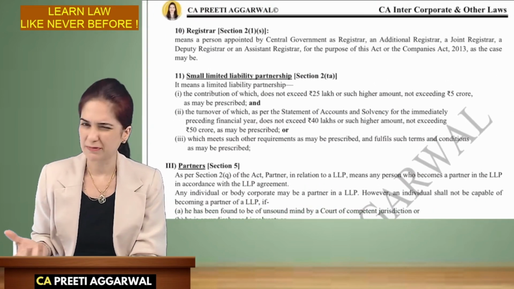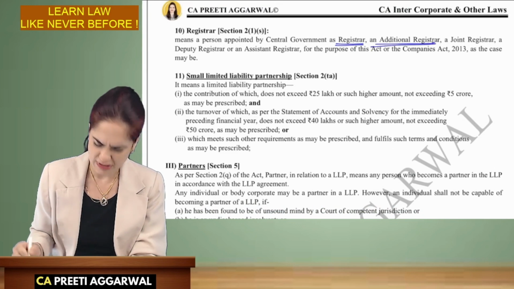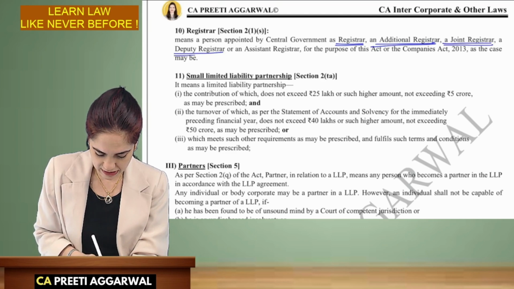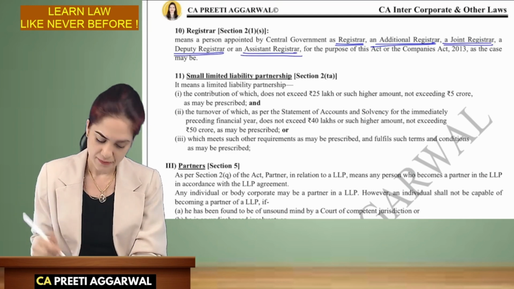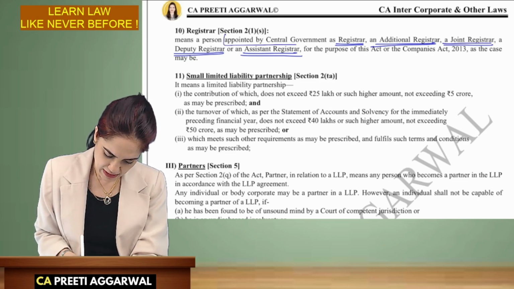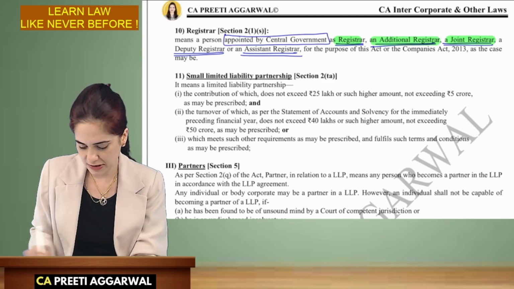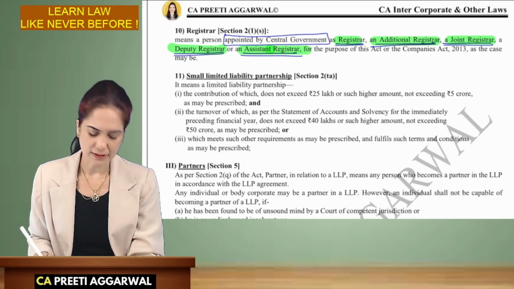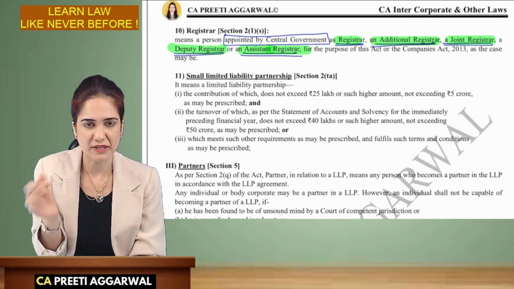Registrar, not important, but just for your knowledge. Any person appointed by the central government as either registrar or an additional registrar, these are different designations, or a joint registrar, deputy registrar, assistant registrar for the purpose of this Act or the Companies Act, as the case may be. Appointment is by the central government. You may be named as a registrar, additional registrar, joint registrar, deputy registrar, assistant registrar, either for this Act or the Companies Act. Why Companies Act? Because as we discussed earlier, if nothing is mentioned here, you can follow the Companies Act.